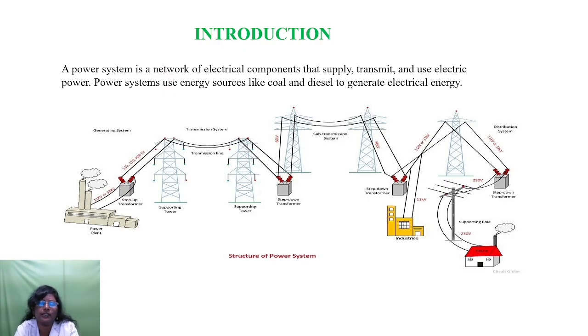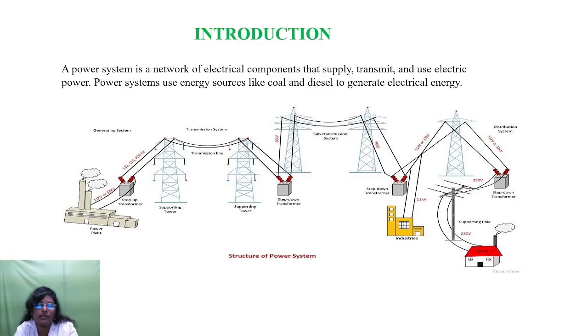So firstly, the introduction. The power system is a network of electrical components that supplies power from transmission and distribution to the consumers. Power systems mainly use energy sources, renewable and non-renewable, to generate electrical energy. Here we can see the structure of the electric power system. From the power plants, we generate the electrical power with the help of renewable and non-renewable energy sources. Then it is transmitted to the transmission side.